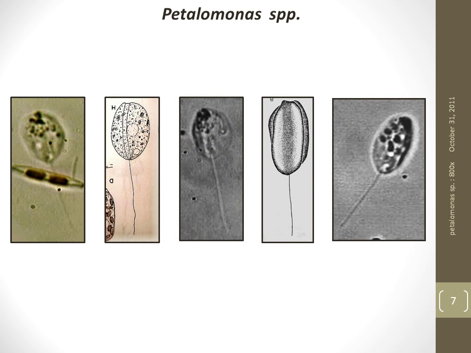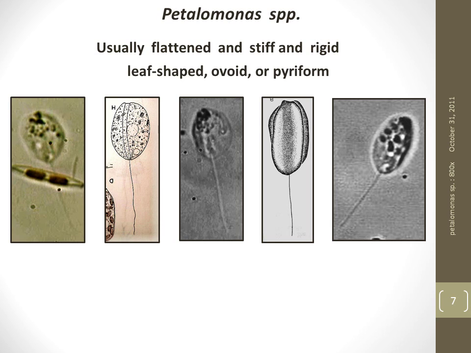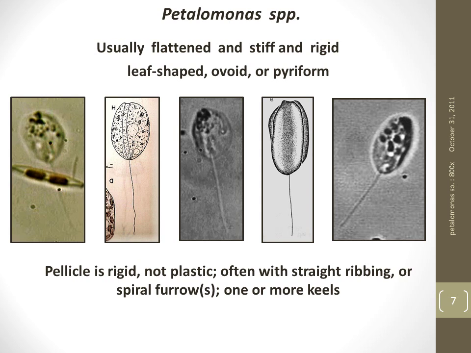The body of Petalomonas is usually flattened, and when the organism is in motion, the body appears stiff and rigid. Various species are leaf-shaped, oval or ovoid, or piriform in outline. The organism's pellicle is rigid and not at all plastic or flowing when it is in motion. The pellicle often shows evidence of straight ribbing or spiral furrows or one or more keels.